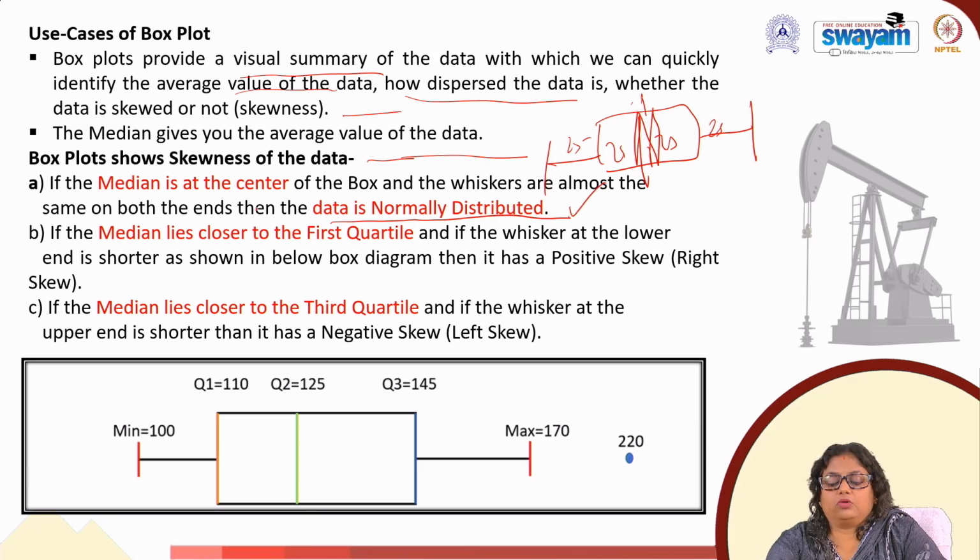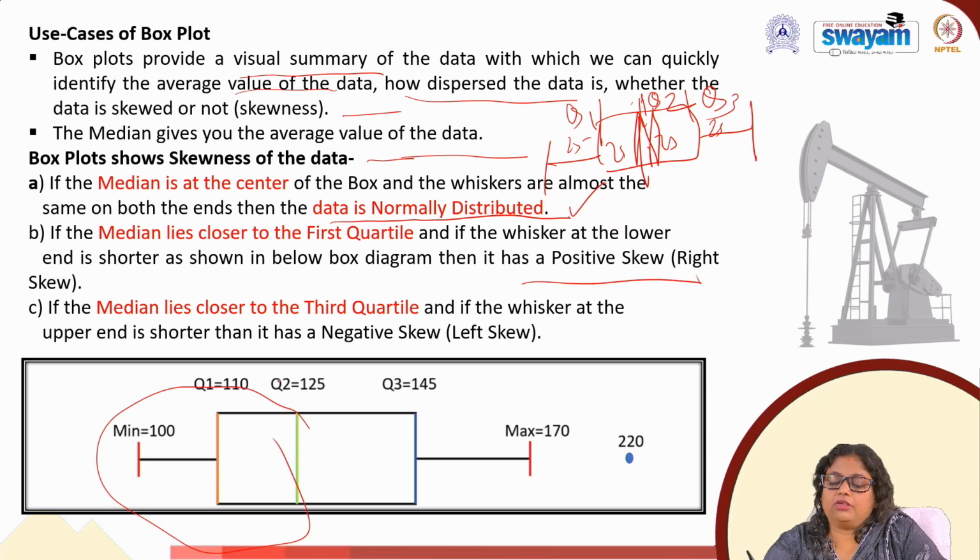When median lies closer to the first quartile, so this side is my first quartile, this is the Q1, this is the Q3, and this one is my Q2. So when your median lies closer to the first quartile, and if the whisker at the lower end is shorter as shown in the box diagram, then it has a positive skew, right skew. So we can see it here.